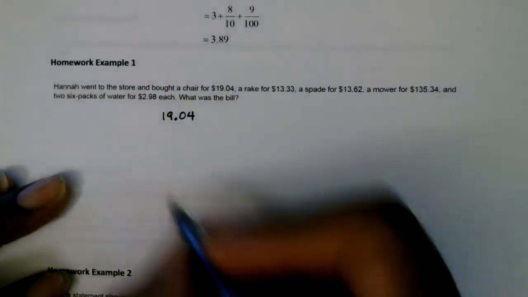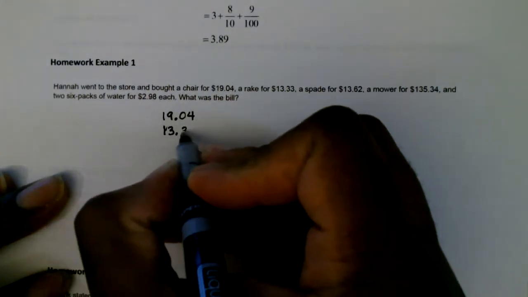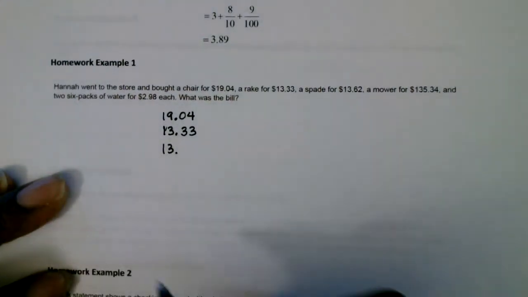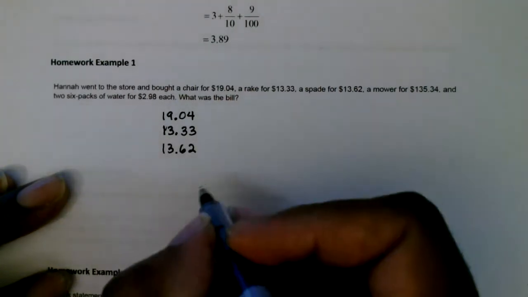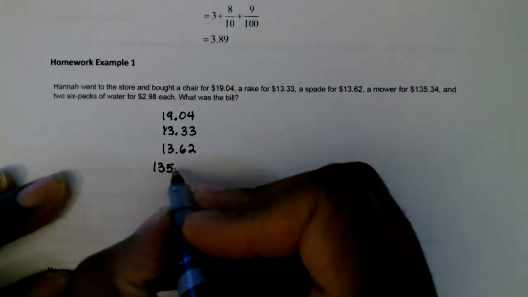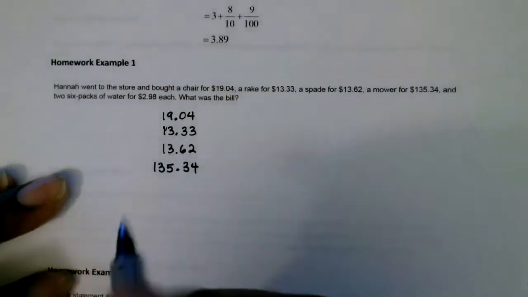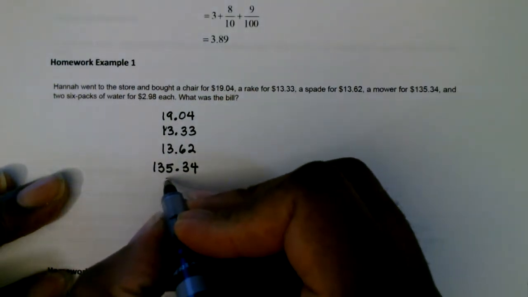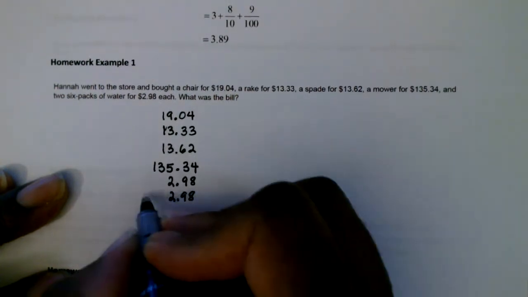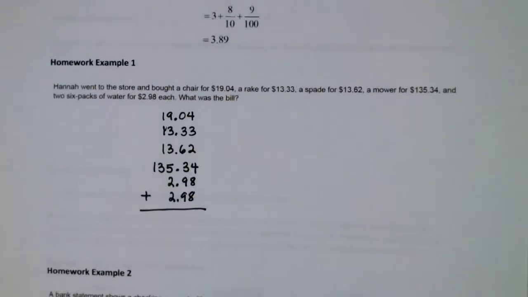So we got 19.04, then 13.33, and then 13.62. And then the mower was $135.34. 2 6-packs of water for $2.98 each. So we need to write $2.98 twice. And then we just simply add column by column to get our answer.